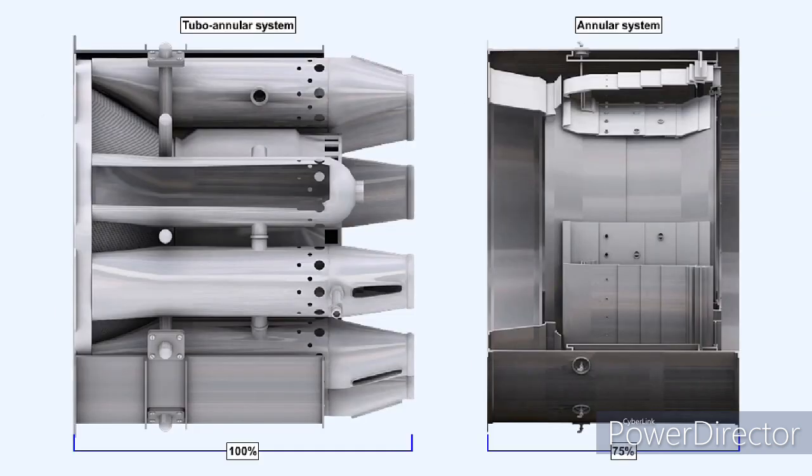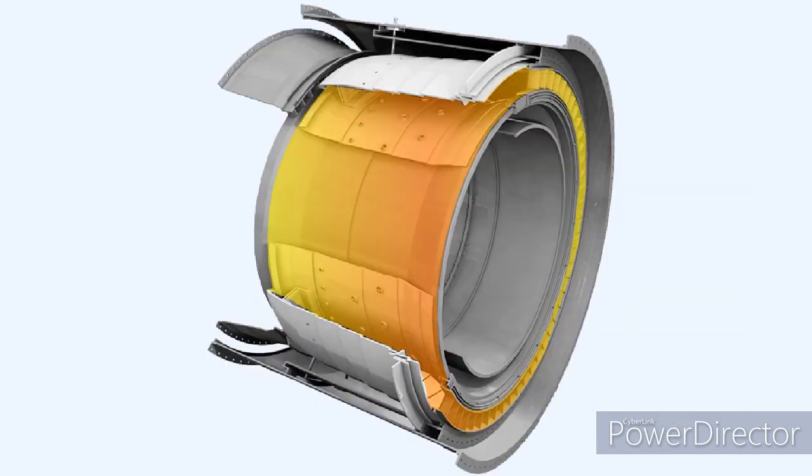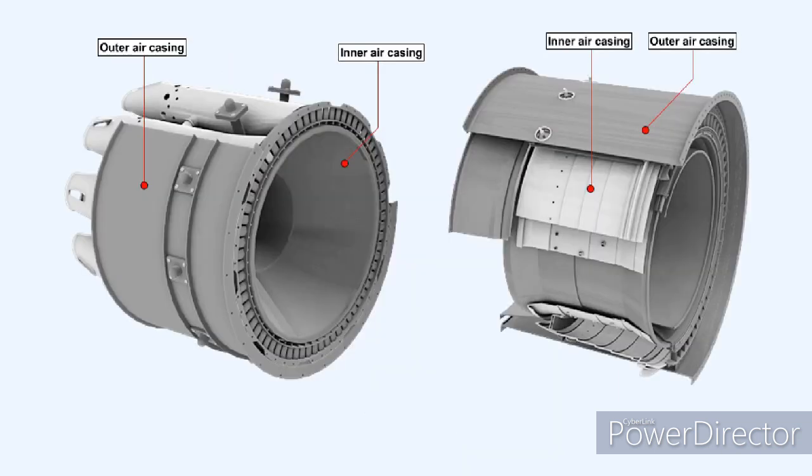For the same power output, the length of the annular chamber is only 75% that of a tubo-annular system of the same diameter. There are no flame propagation problems. Compared to a tubo-annular system, the air casing area is less. Consequently, less cooling air is required.